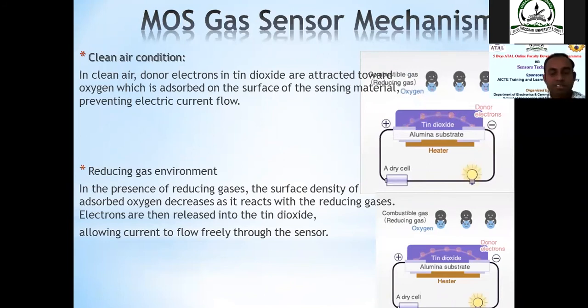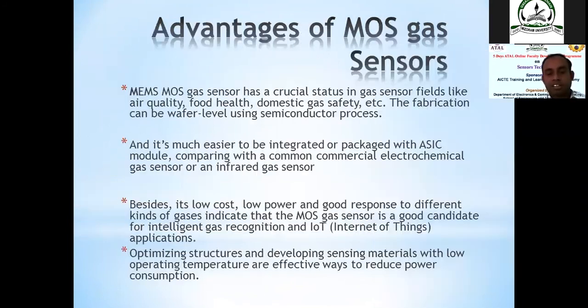The MOS sensor here. So what advantage do we have in the MOS sensor? The advantage is that the MEMS MOS sensor has a critical status in the gas sensor field, like air quality, good health, domestic gas safety. So for those applications, we can easily use the MOS sensor. And the fabrication can be wafer level using the semiconductor process.